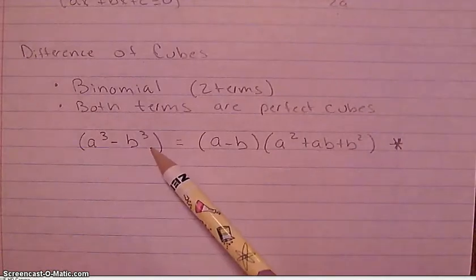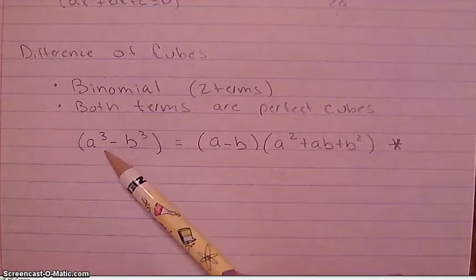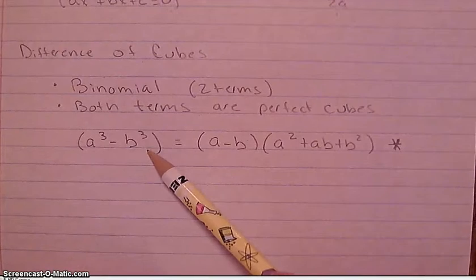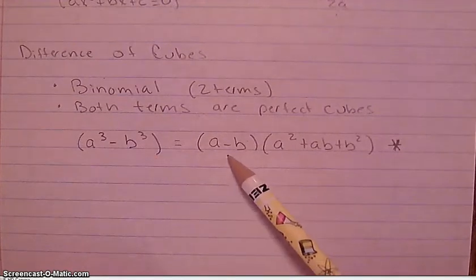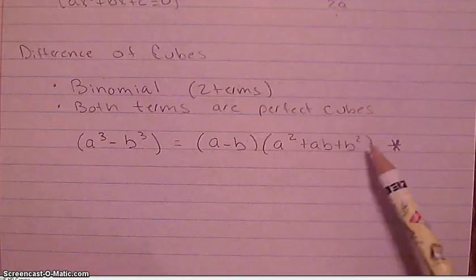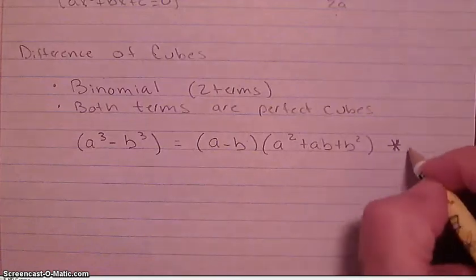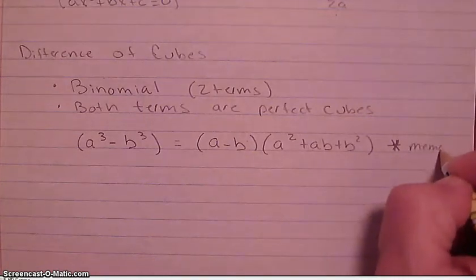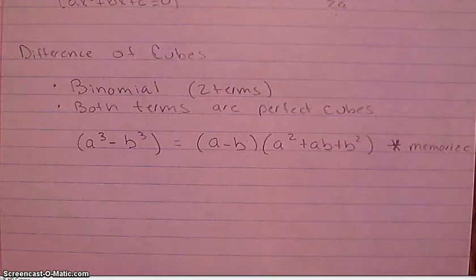Again, we have a difference problem that's being subtracted. I have 2 terms and they're both perfect cubes. So we will break this down to a minus b times a squared plus ab plus b squared. And then put a little asterisk here because you're going to need to memorize this. Okay, you're going to need to know how to break this down.